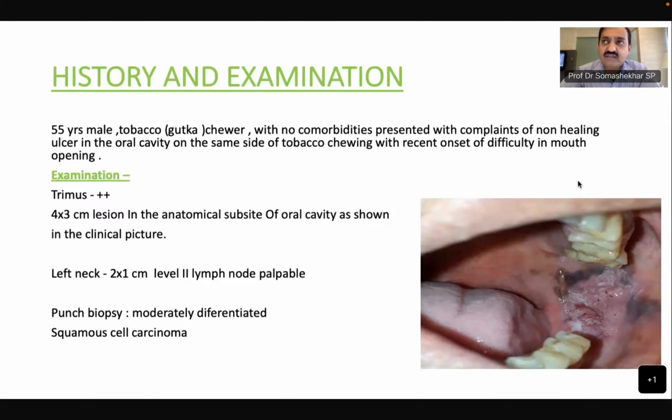Keratinizing means where there is skin, like penile cancer, vulval cancer, and then epithelial cancer of the skin, squamous cell carcinoma. We also call it epithelioma. Where there is a mucosa, where there is no skin, it is a non-keratinizing squamous cell cancer.